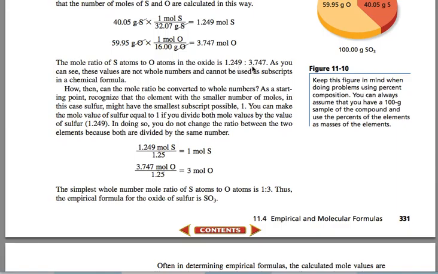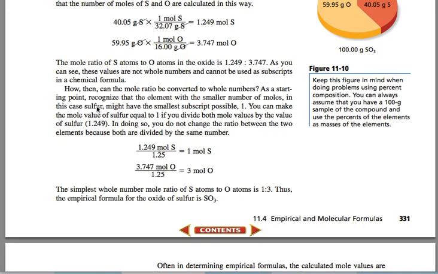The mole ratio of sulfur to oxygen is 1.249 to 3.747. As you can see, these values are not whole numbers and cannot be used as subscripts in a chemical formula. Aha, we cannot write S1.249 O3.747. We have to come up with whole numbers. So how can you do that? We're going to figure that out.